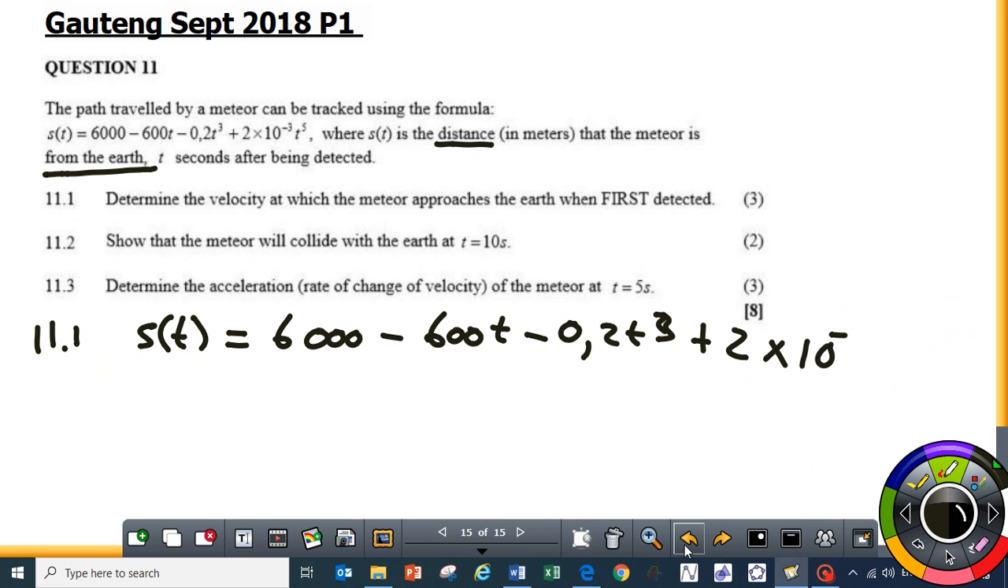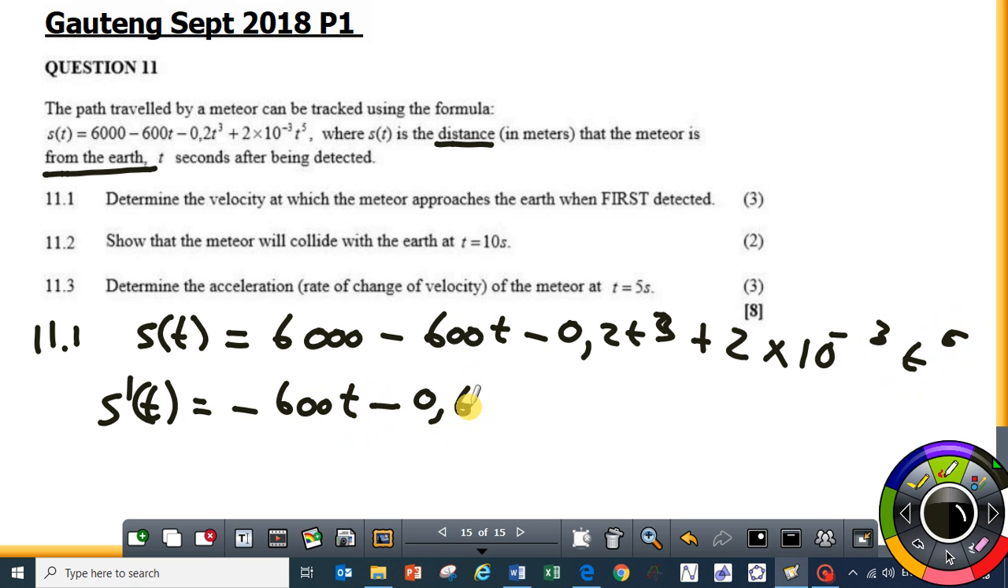Okay, so s prime, that's the velocity. That's a constant, so that becomes minus 600, and this one, this is 10 to the power of minus 3 t to the power of 5. Okay, so that becomes minus 600, and you get minus 0.6 t squared, right?